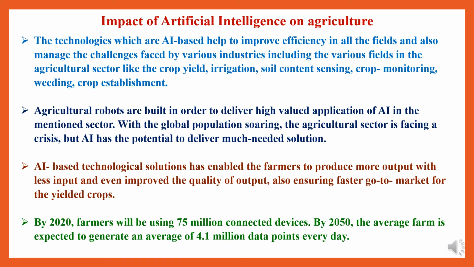Agriculture robots are built in order to deliver high valued applications of artificial intelligence in the mentioned sector. With the global population soaring, the agriculture sector is facing a crisis, but artificial intelligence has the potential to deliver a much needed solution. Artificial intelligence based technological solutions have enabled farmers to produce more output with less input and even improved the quality of output, also ensuring faster go to market for yielded crops. By 2020, farmers will be using 75 million connected devices. By 2050, the average farm is expected to generate an average of 4.1 million data points every day.